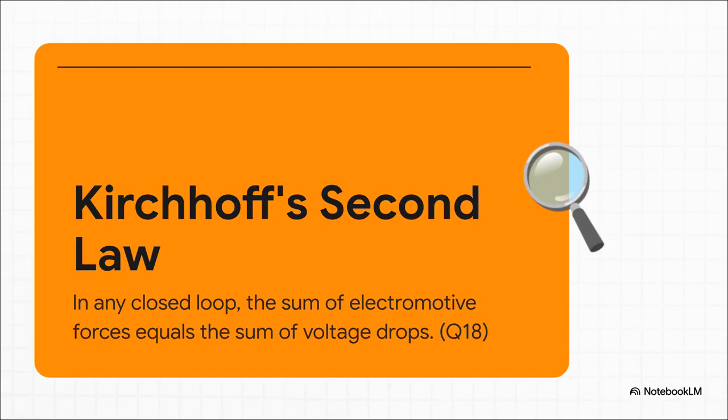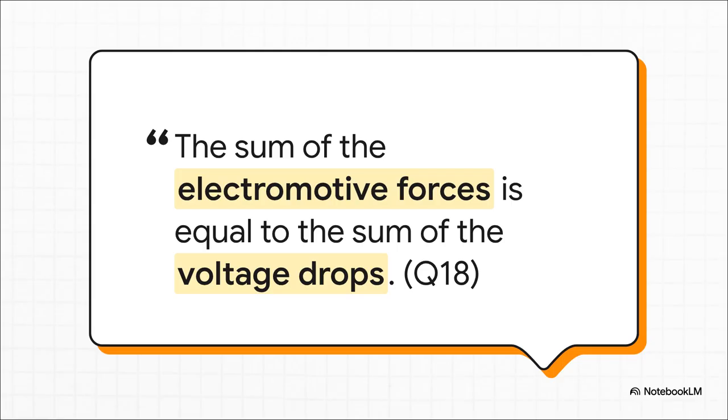It sounds complicated, but it's really just the law of conservation of energy in disguise. All it says is that for any complete trip around the circuit, all the energy the battery puts in has to get used up by the stuff in the circuit. Energy in has to equal energy out. Nothing just vanishes. Now here's the formal textbook way of saying it. Electromotive forces. That's just a fancy term for the energy the battery supplies. And voltage drops. That's the energy the components like resistors or light bulbs use up.